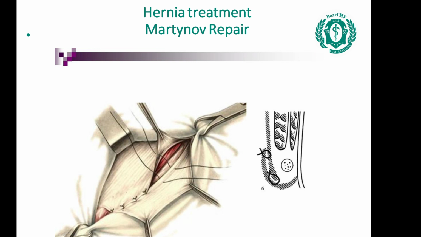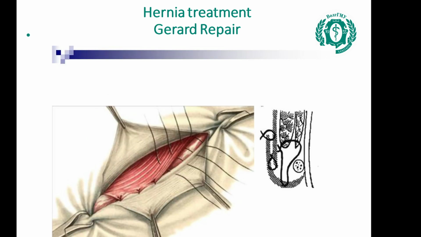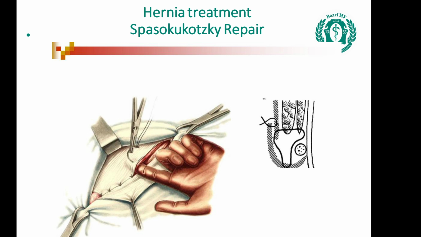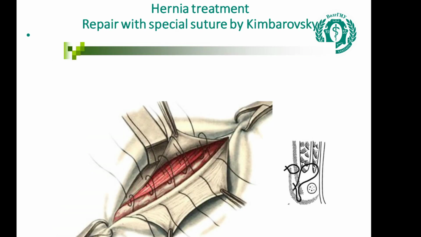Martynov's repair. Martynov's repair involves the suturing of the anterior wall of the inguinal canal. It's better to use this method in children and in females. Spasokukotsky repair. A special type of stitches was offered by Spasokukotsky, and this method was added to by Kimbarovsky.